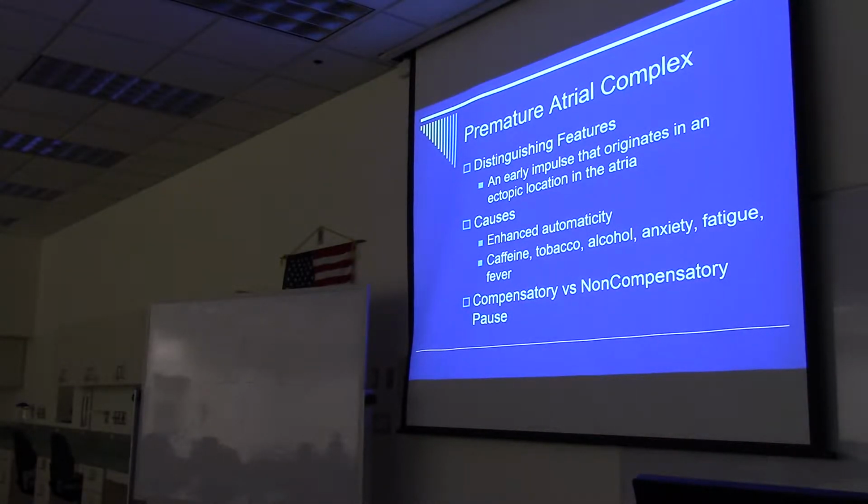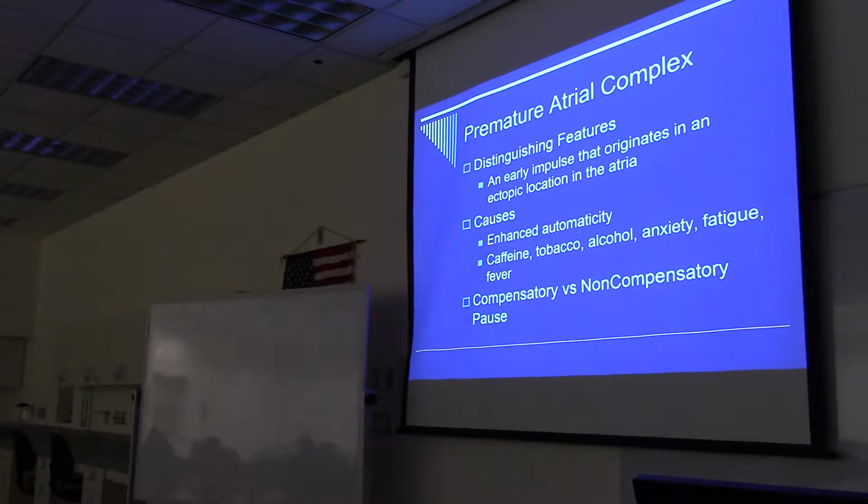All right, so that's it with abnormal looking P waves. And now we go to premature atrial complex. Do you ever notice if you have too many cups of coffee, it feels like you have heart palpitations? What's happening is the heart is overstimulated and you'll have a premature contraction. It's called a PAC. It's an early impulse that originates in an ectopic location in the atria. So it's not the SA node, but somewhere in the atria, it'll originate an impulse.